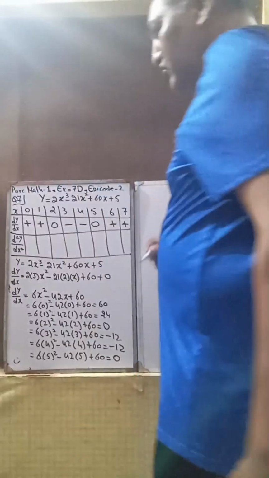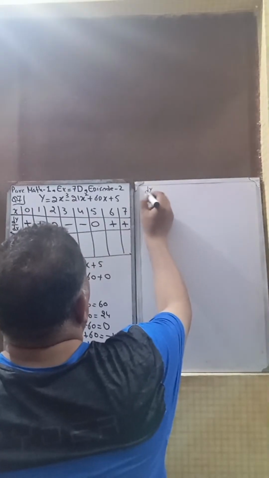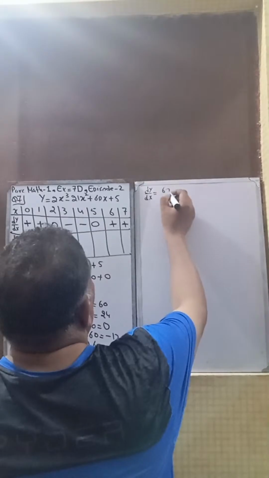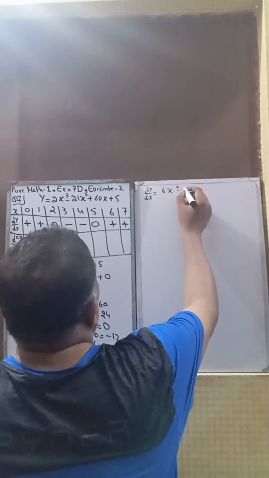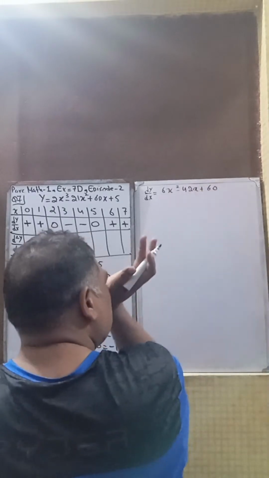Okay. So this is how you see. I hope you understand this. Okay, then I'm going to find out the double derivative. Now I know my first derivative, so I'm going to find out the second derivative. dy by dx is given to me. That is 6x square minus 42x plus 60. This is my first derivative.